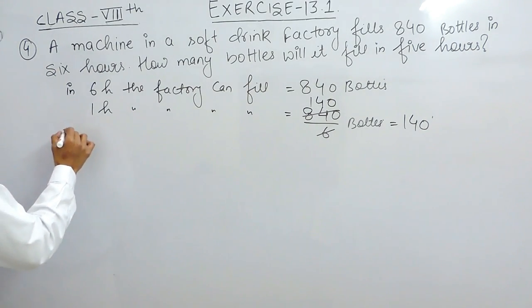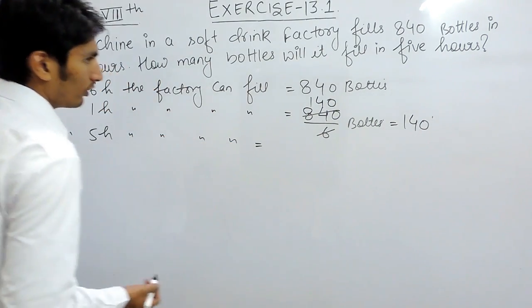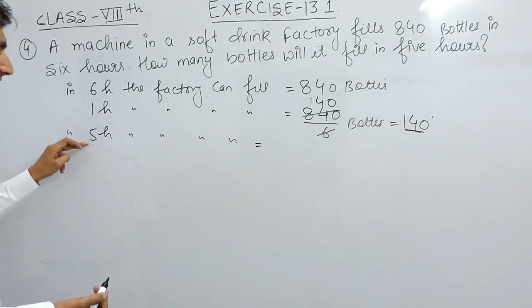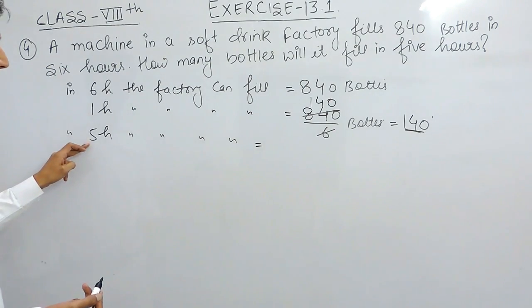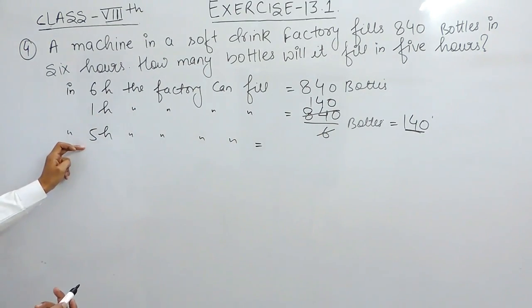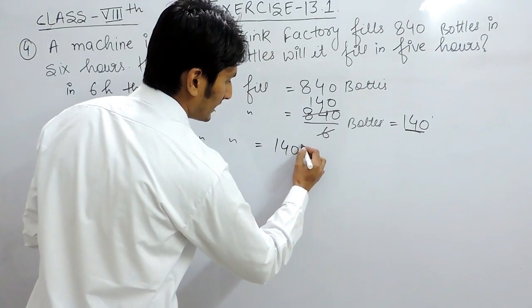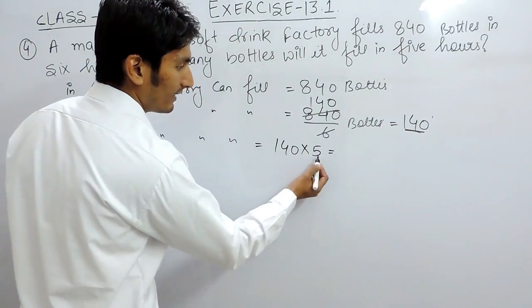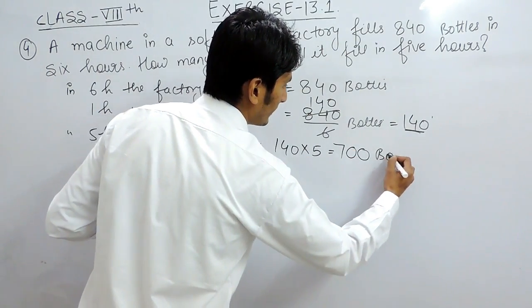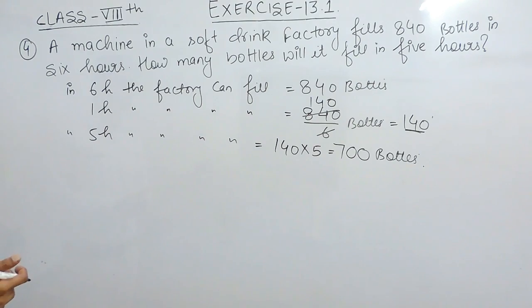Now you have to find how many bottles the factory can fill in 5 hours. Obviously, in 1 hour the factory can fill 140 bottles, so in 5 hours it must fill 5 times that number. If the time is increased 5 times, the bottles must also increase 5 times. So 140 is multiplied by 5, and 5 times 4 is 20, giving 700 bottles. So this is the answer. This is how we can solve it.